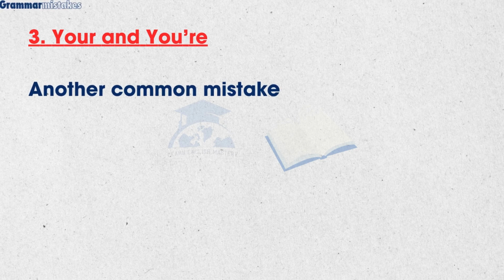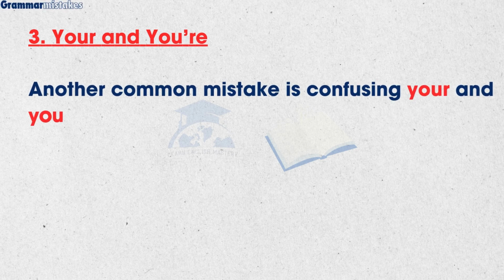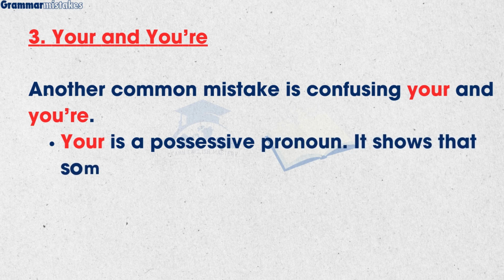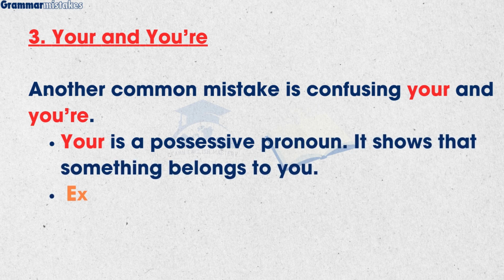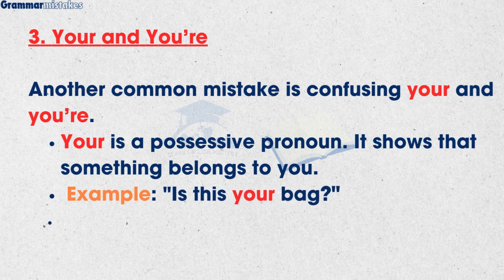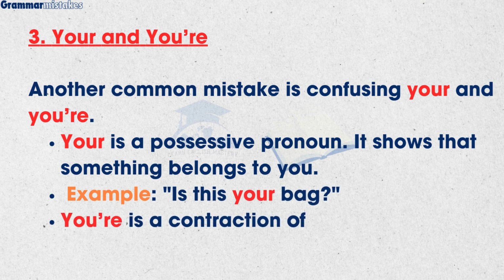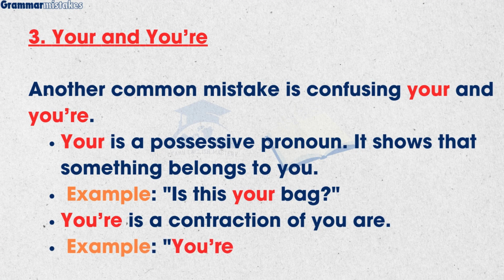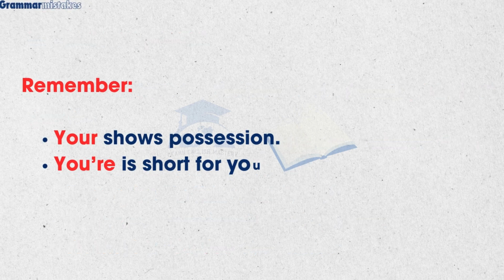3. Your and you're. Another common mistake is confusing your and you're. Your is a possessive pronoun. It shows that something belongs to you. Example, is this your bag? You're is a contraction of you are. Example, you're very kind. Remember, your shows possession. You're is short for you are.